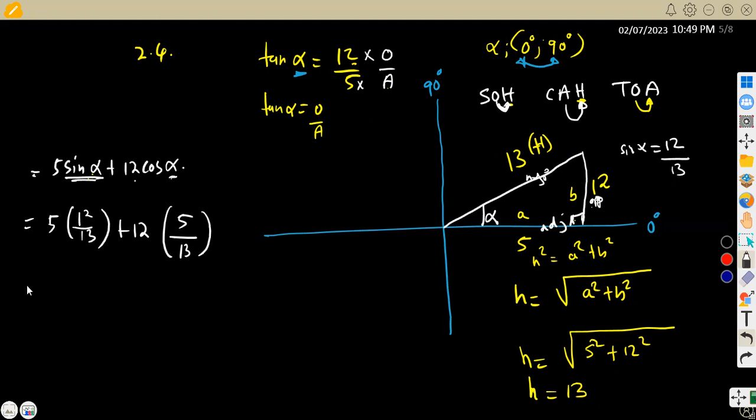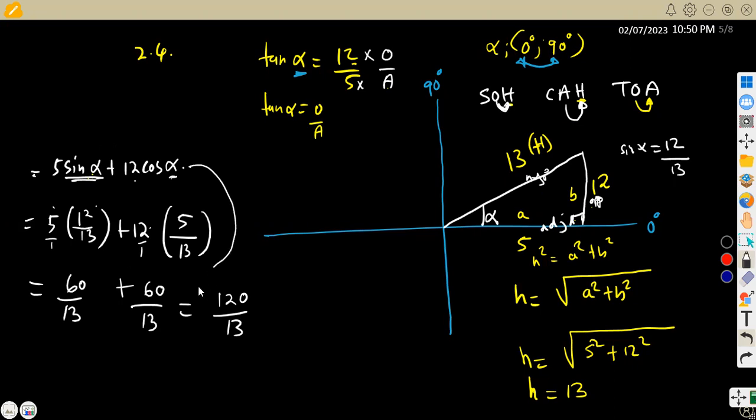Take note, guys, from your memos, please revise so that you can also note some errors as you are working. So this is 5 over 1 times 12 over 13, which is 60 over 13, and 12 times 5, which is also 60 over 13. If we add 60 plus 60, that's 120 over 13. This is the answer representing 5 sine alpha plus 12 cos alpha.